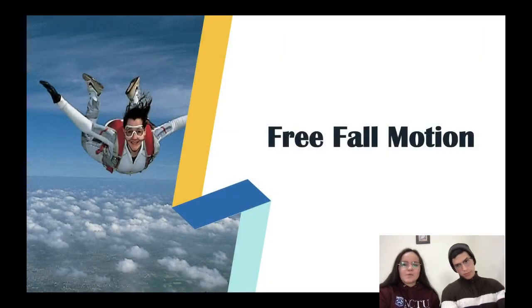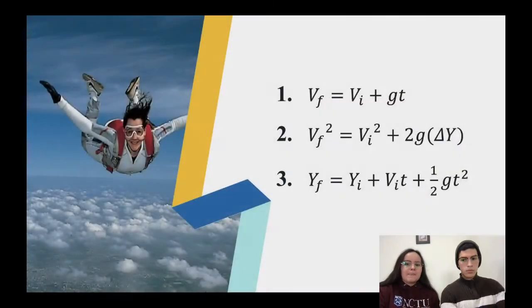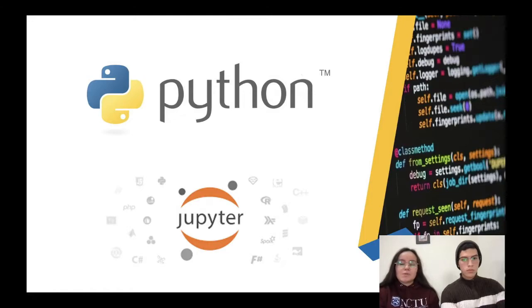So, as I said, we are going to present free fall motion, and to start, we know that free fall motion is an object that is falling under the influence of gravity. And we are going to use these three formulas that we have here. And also, as I said, we are going to use Python. To use Python, we also can use Jupyter.